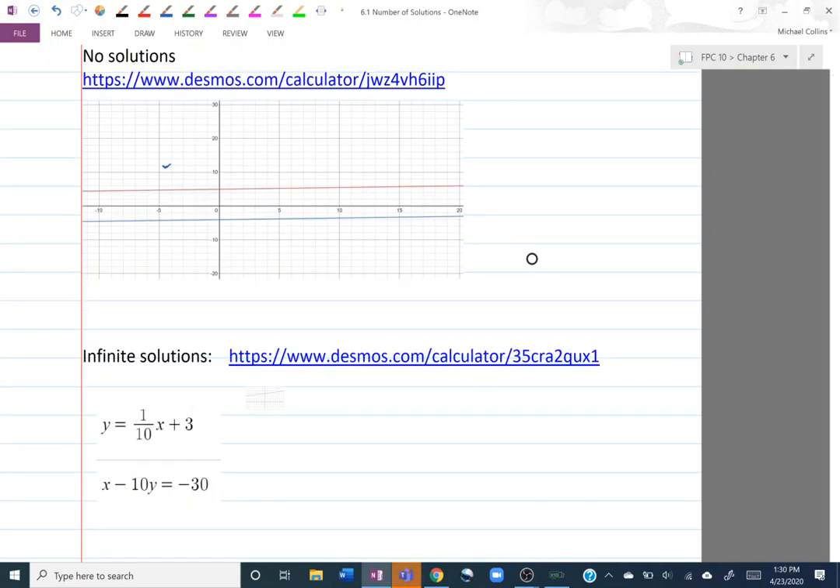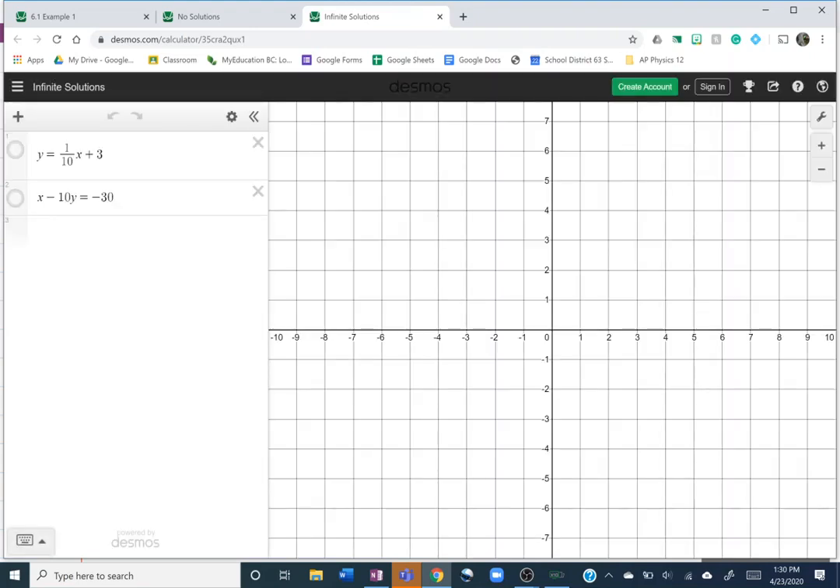Infinite solutions. So I typed out two so you can look at them. y is equal to 1/10 x plus 3. x minus 10y is equal to negative 30. Notice how that first equation is in slope-intercept form and that second equation is in standard form. And I don't know what they're going to look like if they're graphed. So I'll just graph both of them using Desmos, which is a little bit of a cheat, but it gives us a really good idea. I just type them in exactly as they are.